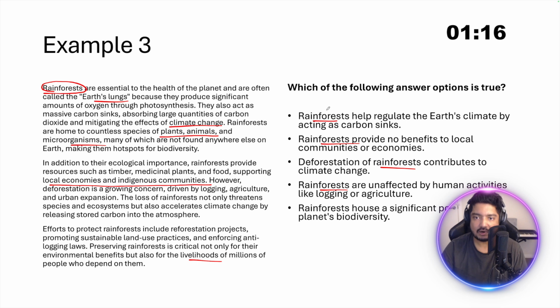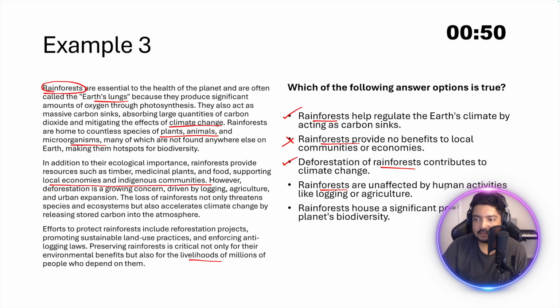The last step, R, which is deep reading. So, rainforests help regulate Earth's climate by acting as carbon sinks. That is true. They are Earth's lungs. Rainforests provide no benefits to local communities or economies. That is incorrect. There are a lot of economies that depend on it. Deforestation of rainforests contributes to climate change. That is true.